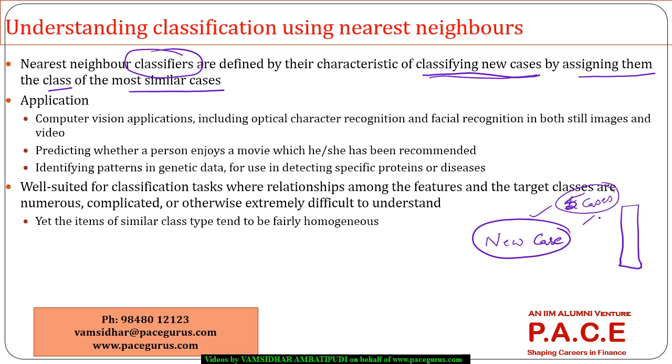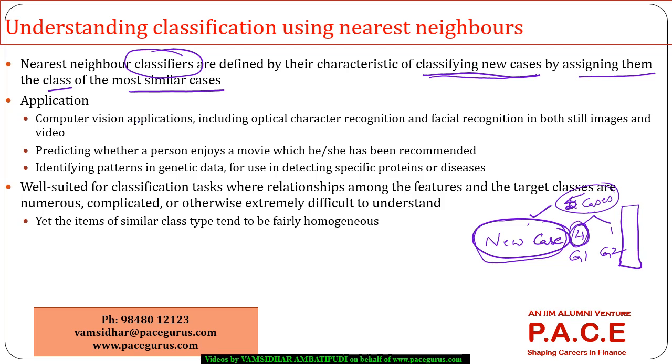Let's say out of these 5 cases, 4 of them belong to group 1 and 1 of them belongs to group 2. Because the majority of the closest or nearest neighbors to this new case belong to group 1, the new case will be classified into group 1 itself. That is the typical way the nearest neighbors classifiers are defined.